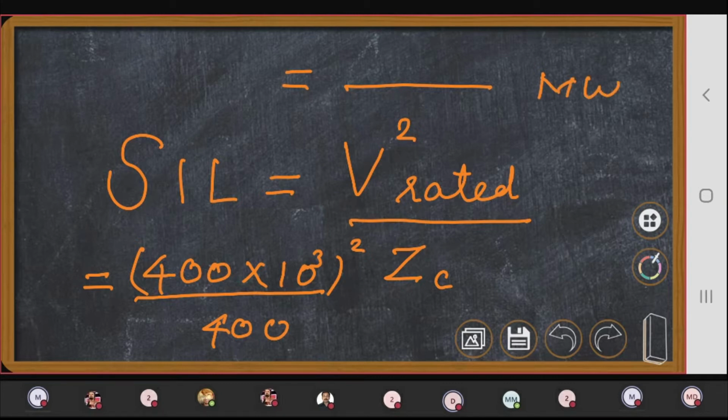I hope it is clear to everyone. Surge impedance loading relation is V squared rated by ZC. V rated is 400 kV. So 400 into 10 cube, the whole squared, by ZC, which is the impedance available in the question. So 400 substituted in the equation, and you may get the answer in terms of megawatts. So what do you get?